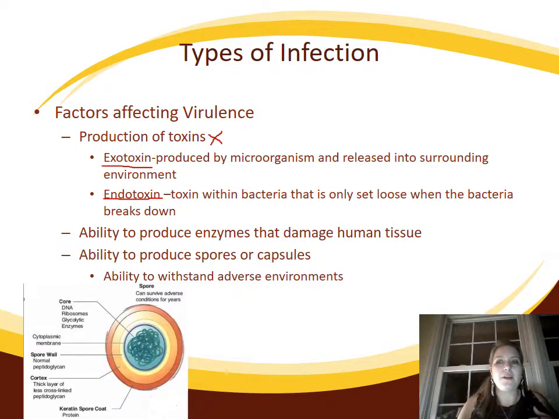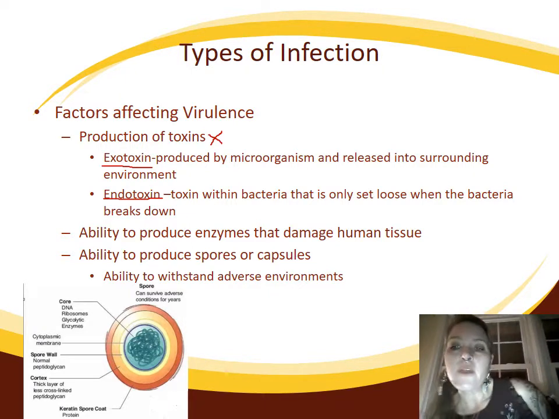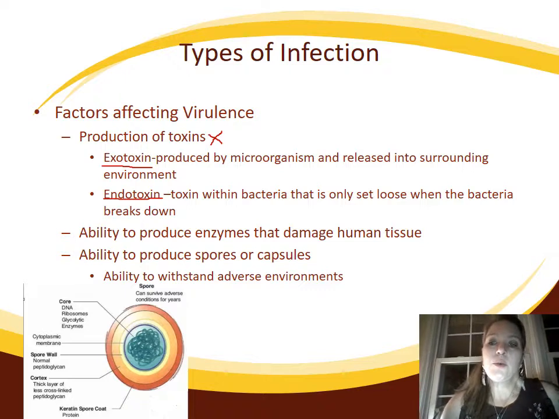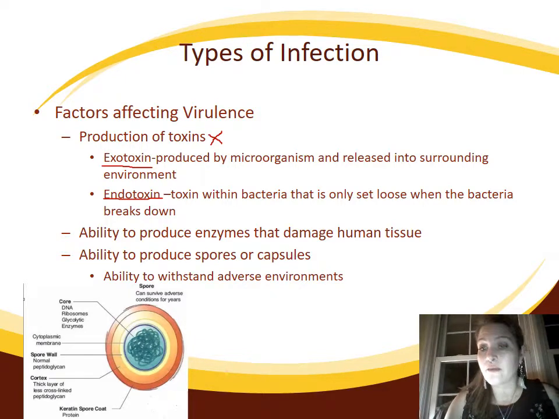Microorganisms are also capable of creating enzymes that will damage certain human tissues. And some of them are also capable of creating layers to protect themselves. So if they can produce spores or capsules, which we've talked about previously, to help them in an environment that is not ideal for that particular microorganism, then they have the ability to withstand a lot of different things. They have the ability to withstand an adverse environment, which is going to make them far more capable of causing infection.